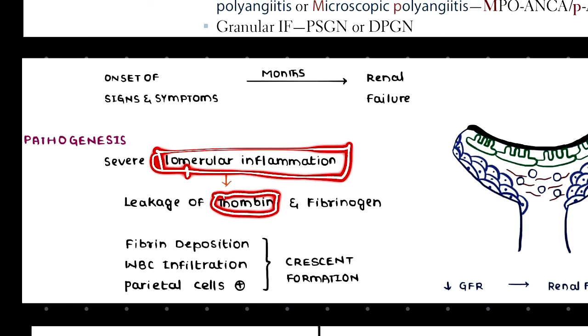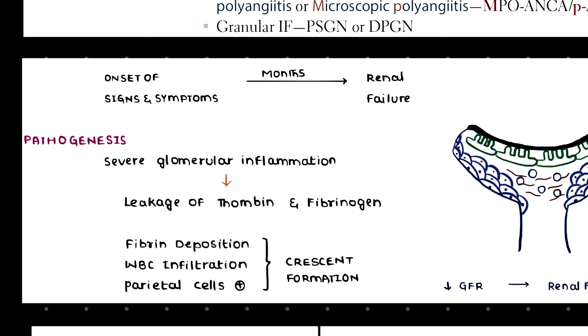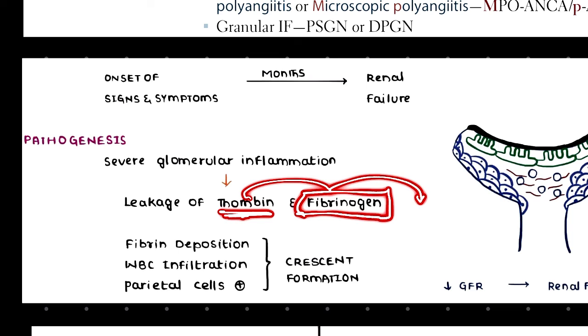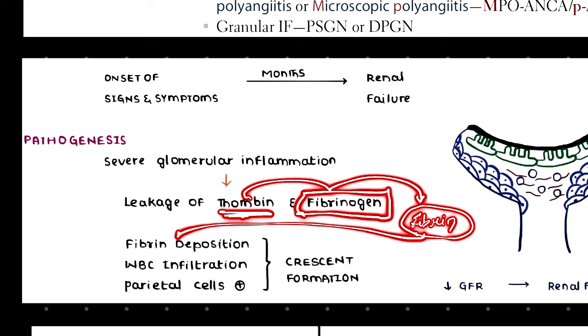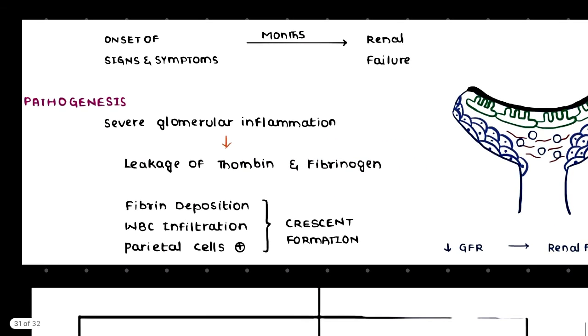Now, what is this thrombin? What is the importance of thrombin? This thrombin converts fibrinogen into fibrin. As there will be the leakage of thrombin, there will also be the leakage of fibrinogen. Now this thrombin will convert this fibrinogen into fibrin. Then we can say that there is the deposition of fibrin.